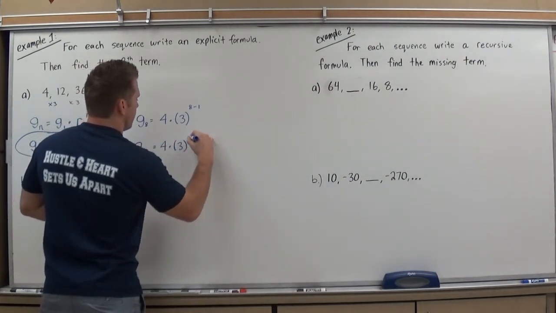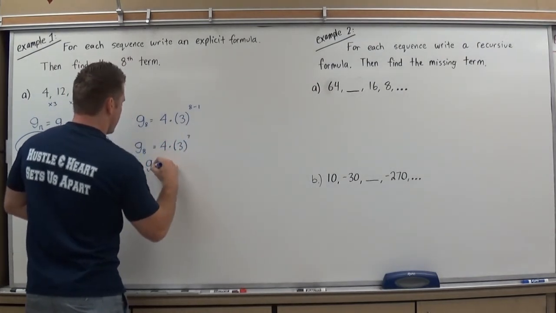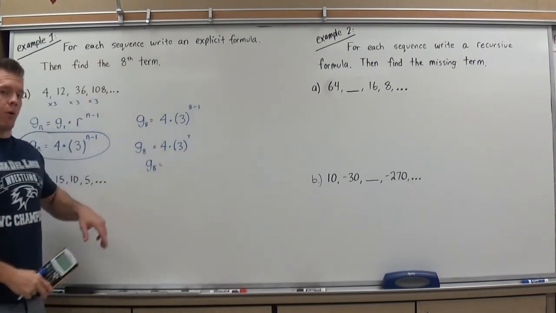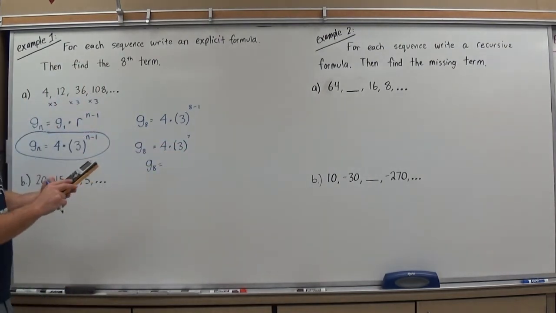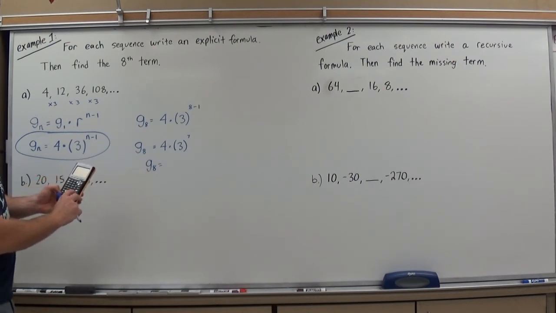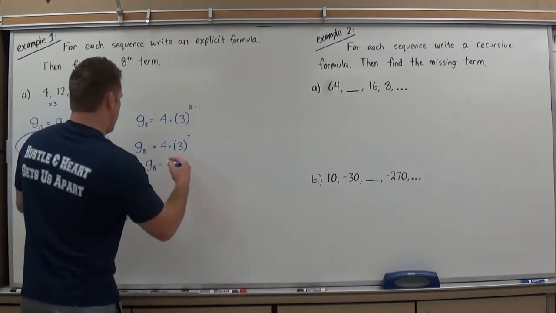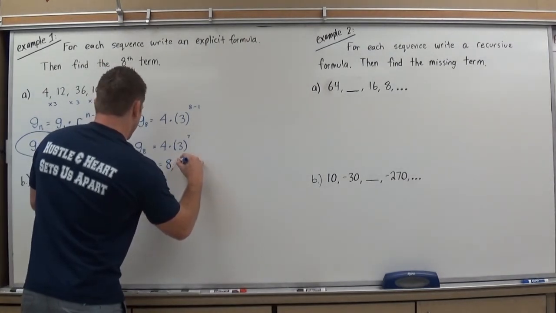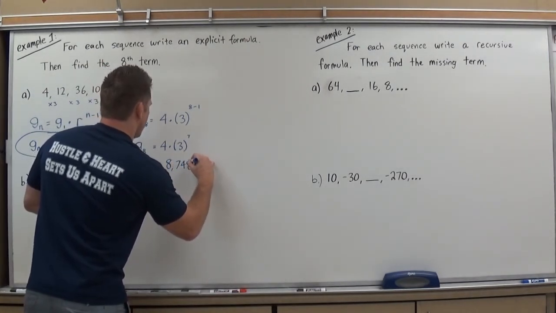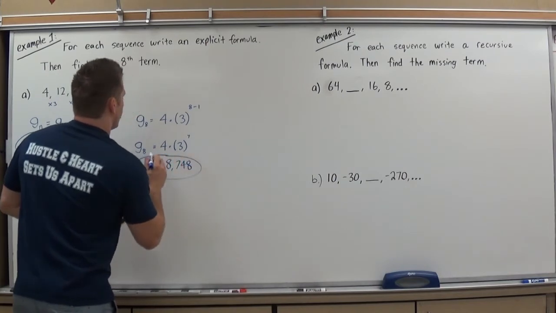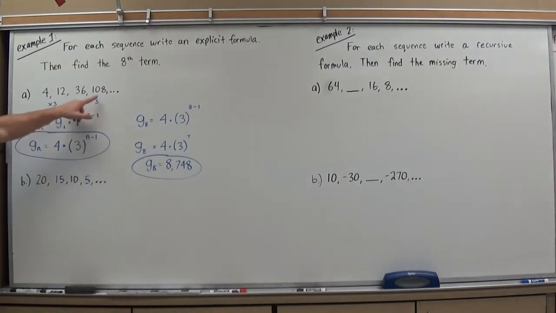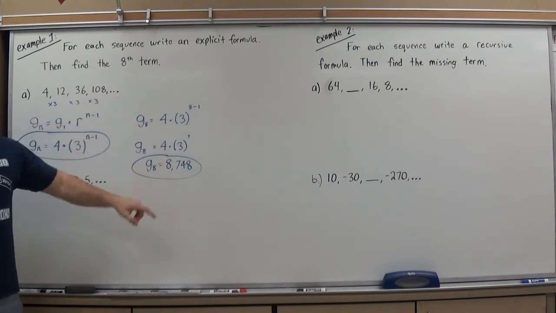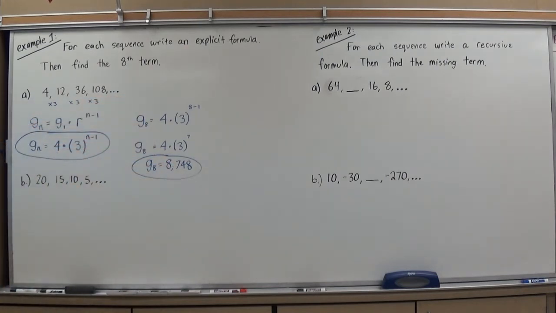Okay, that's a little big to be doing in my head. So I'm going to pull out a calculator for this part. Make sure you follow order of operations, do the exponents first. 3 to the 7th power is 2,187 times 4 is 8,748. So this would be the 8th term in that sequence. I could also get that by multiplying 108 by 3 until I reach that 8th term, but that's a little long. Formula lets me do it quicker.